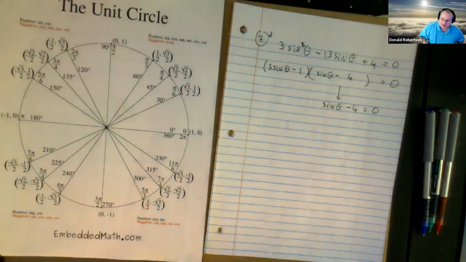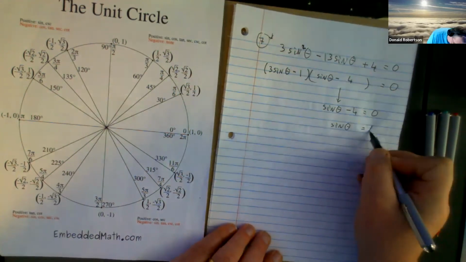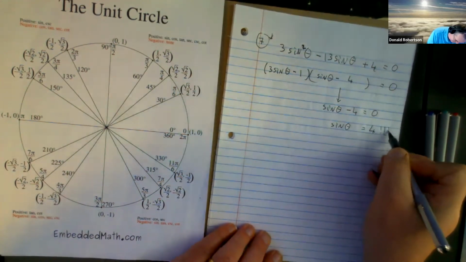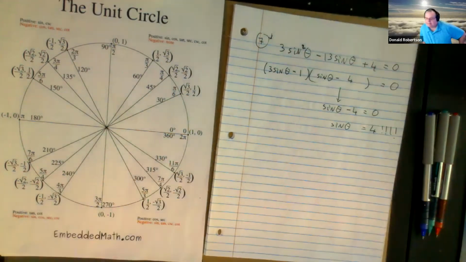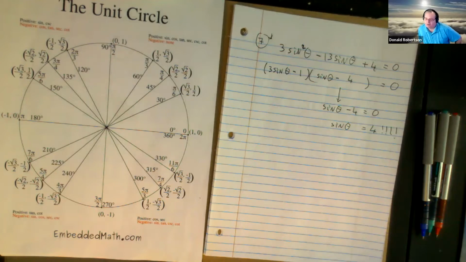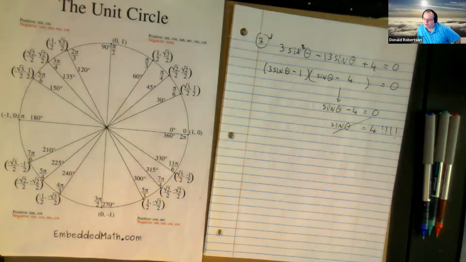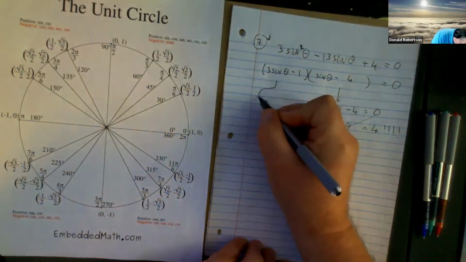Okay, we have the sine of theta, take away 4 has to be 0, which means that when you add 4 to both sides, you get that. Lots of exclamation marks. Would you agree that that is impossible? There are no angles that are ever going to give you a sine of 4, which means there are no solutions out of that piece of the puzzle, right? We're not going to get any solutions. Now we'll focus on this one.